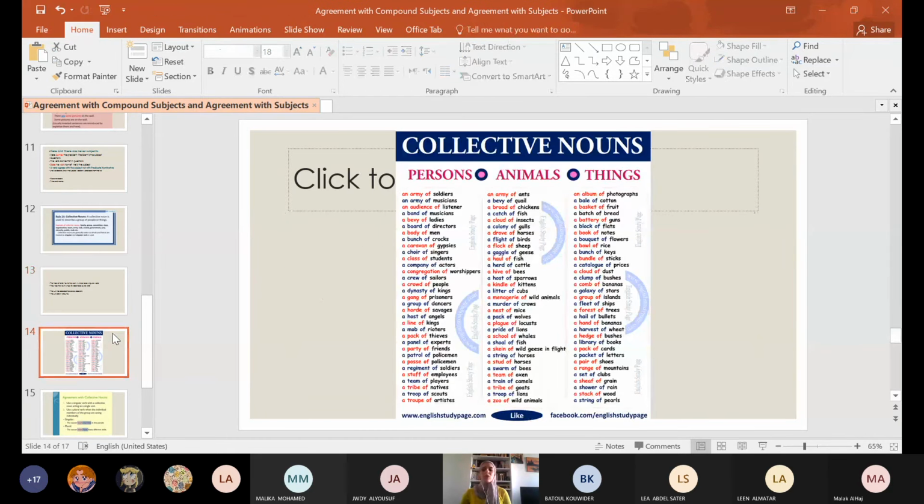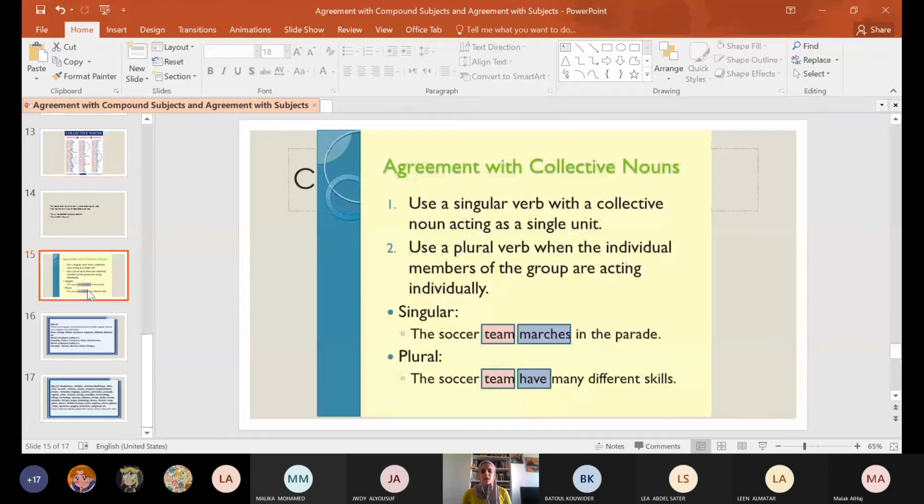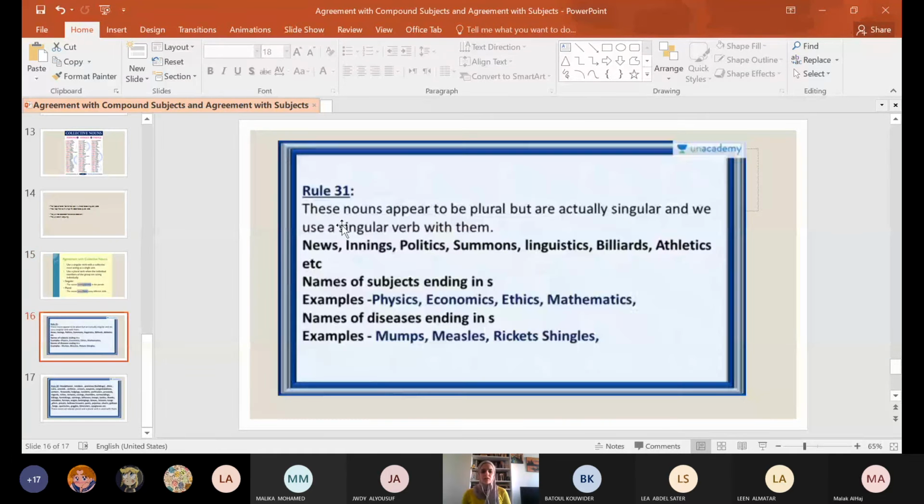Then the last thing for today is collective nouns. Collective noun. As we've just said, let's bring that here before the example. Here, the same: the soccer team marches in the parade, because all of them are one unit. The soccer team have many different skills. Different. Here. The last thing for today.